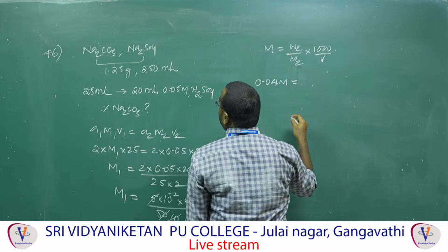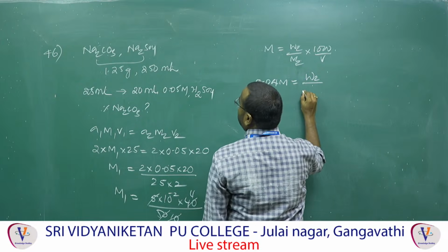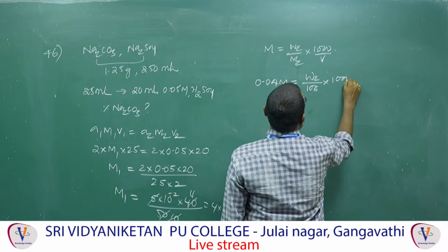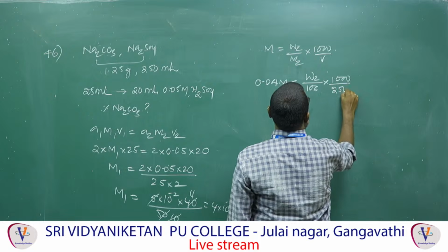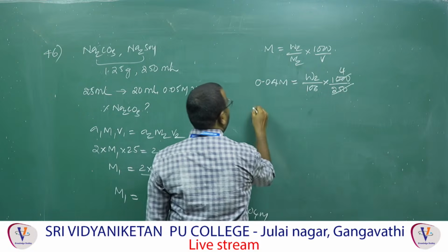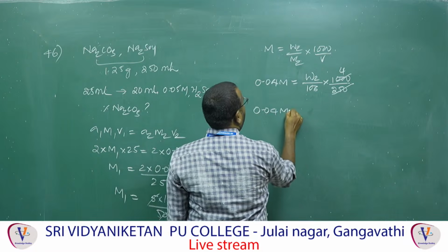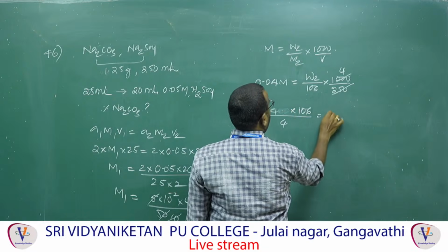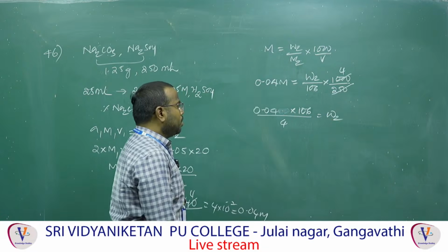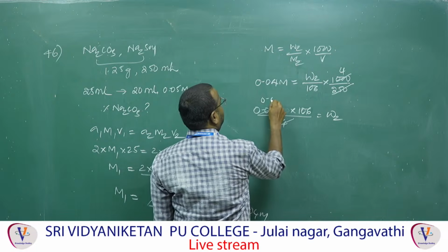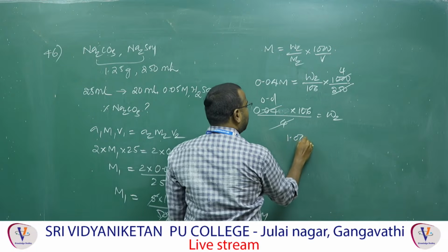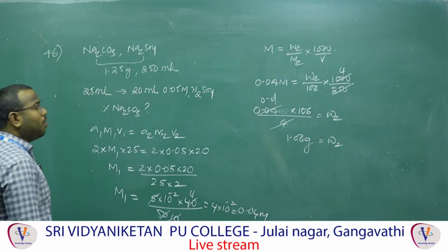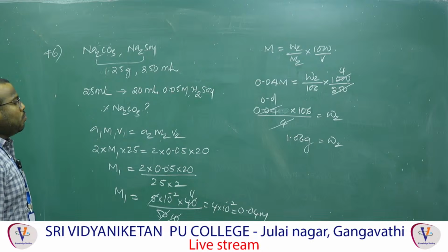0.04 molar equals mass divided by molar mass, which is 106, into 1000 divided by 250. So 0.04 molar into 106 divided by 4 is the mass of the sample. This gets cancelled, giving 1.06 grams. So the mass of sodium carbonate in the sample is 1.06.